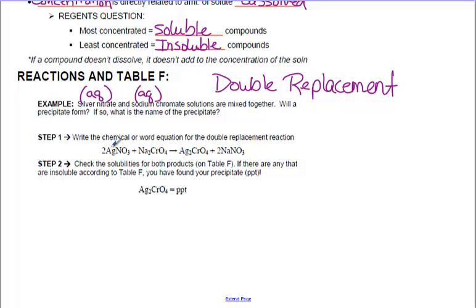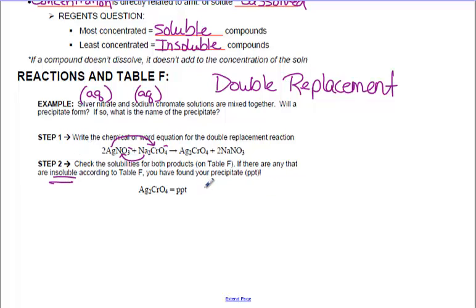The positive ion in the first reactant combines with the negative ion of the second reactant, and the positive ion of the second reactant combines with the negative ion of the first reactant. They switch spots, so it's a double replacement. Step 2: we're going to check the solubilities for both products on table F. If there are any that are insoluble, that is going to be a precipitate.